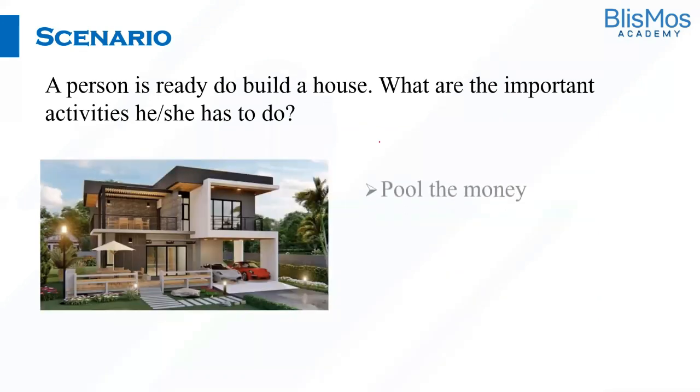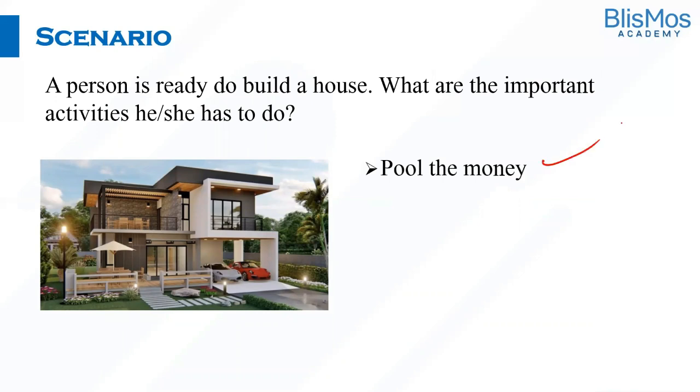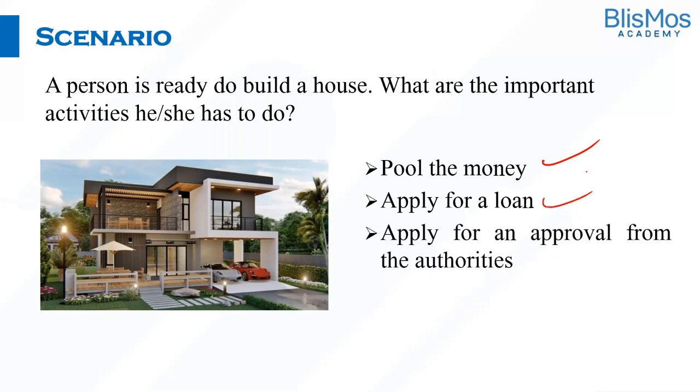Important activities, what you will do is, you will pool the money. Without money, nothing moves in the world. We have to have money. So you pool the money. Then if you don't have sufficient money to construct the house, you will apply for a loan, and then you need to get an approval from the authorities which will allow you to construct a house. Are you forgetting something? Yes.